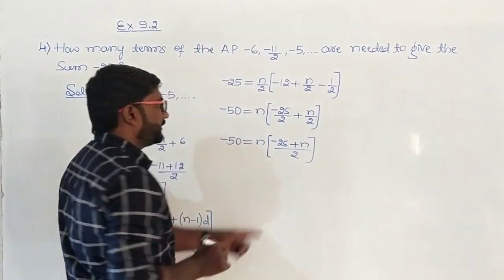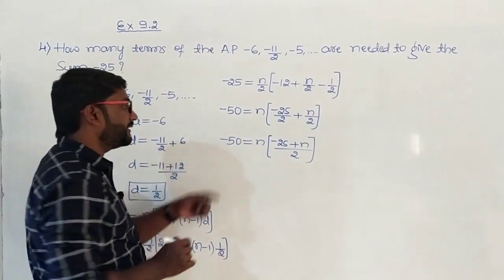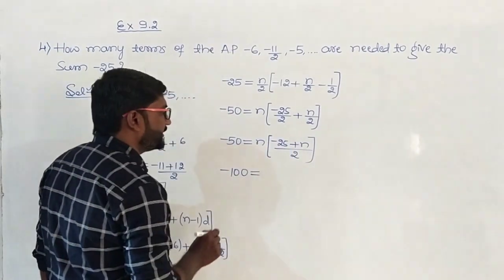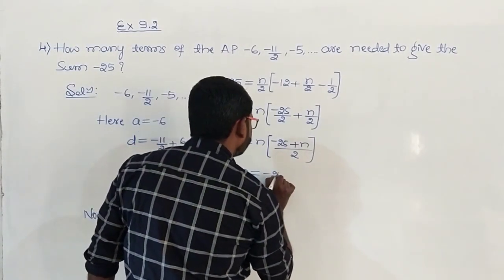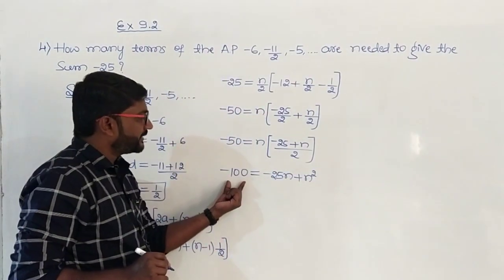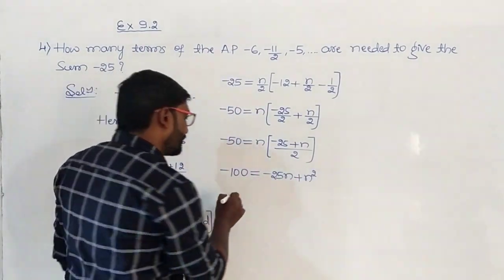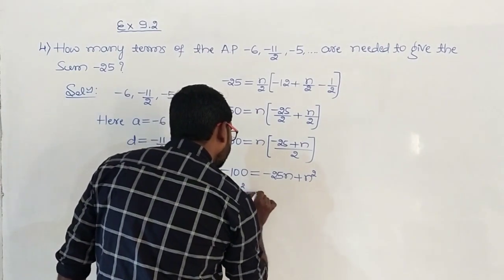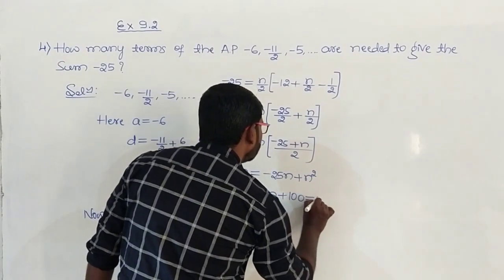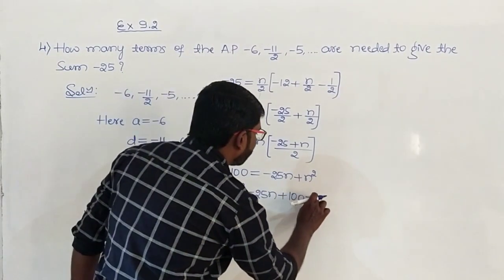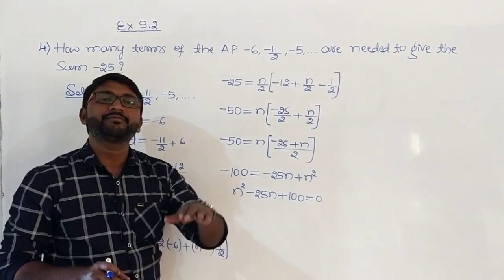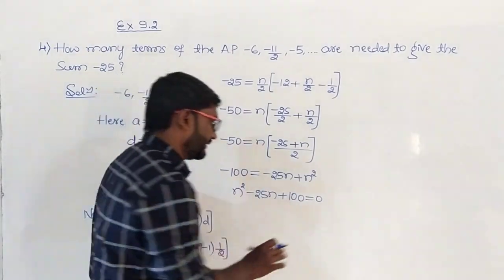So now take 2 to the LHS, it will be multiplied with 50, we get 100. So it becomes minus 100. Minus 100 is equal to, multiply n with these two terms. You get minus 25n plus n square. Now take this to the RHS, it becomes plus 100. So overall it can be written as n square minus 25n plus 100 equals 0. So this is a quadratic equation. You need to solve this quadratic equation by the factorization method or the formula method. Here I will be going for the factorization method.